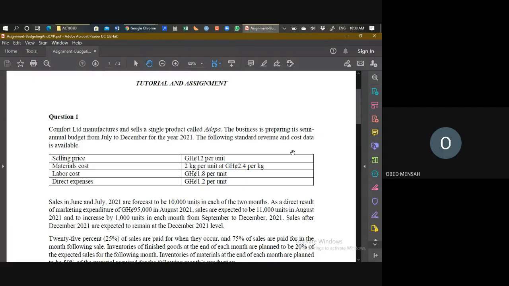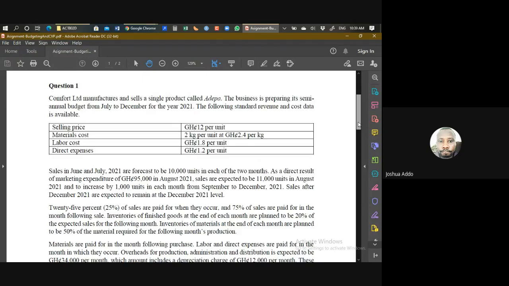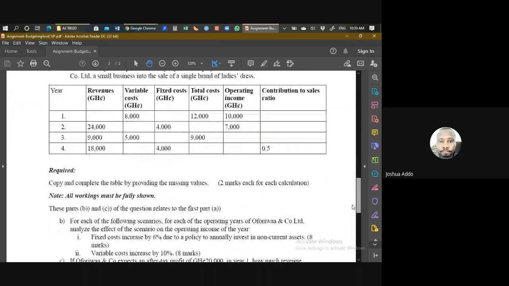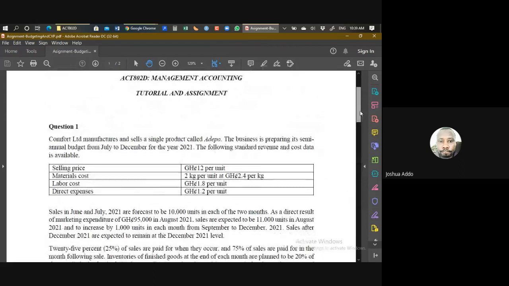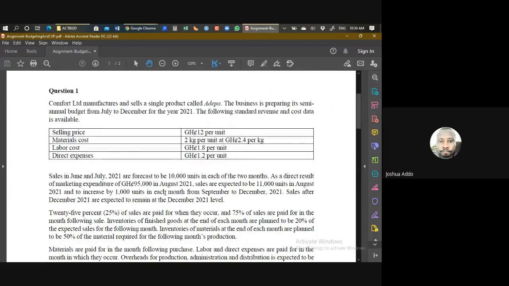Okay, so I'm reading through the question a little bit speedily for the first time. Then maybe we will use some 5 minutes to read it individually to get the detail of the question, and then we will all begin to do the solution. Question one is on budgeting. The other question is on CVP, which we are done dealing with, but it will be there for you to try your hands on, just to keep you updated on that topic. So question one: Comforts Limited manufactures and sells a single product called Adepa.